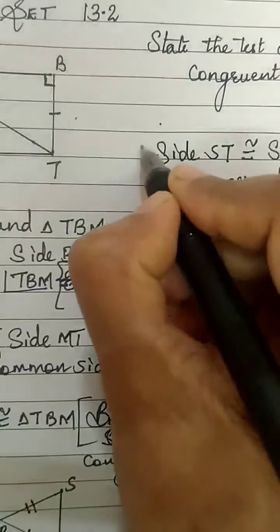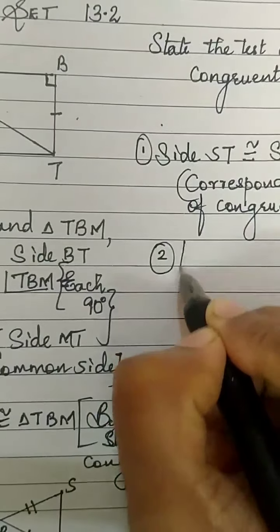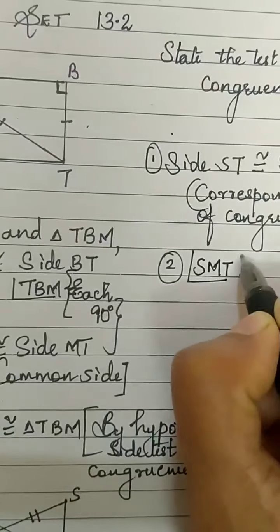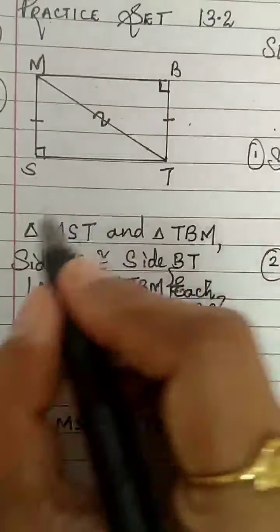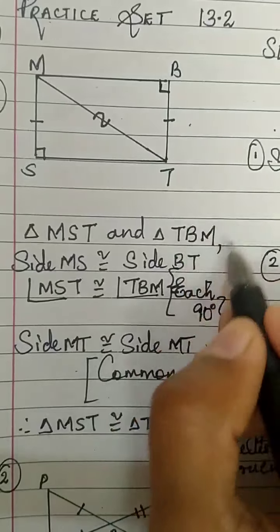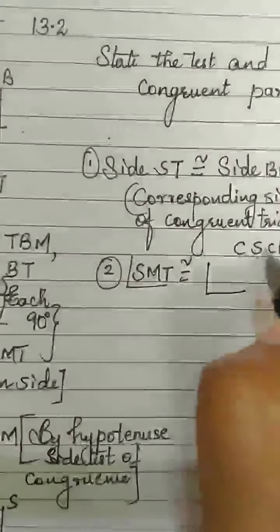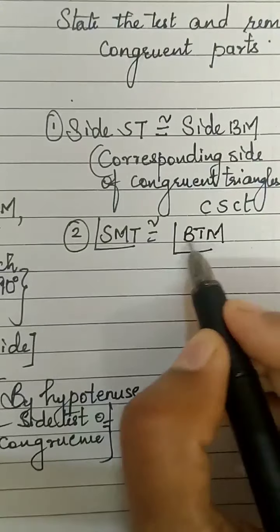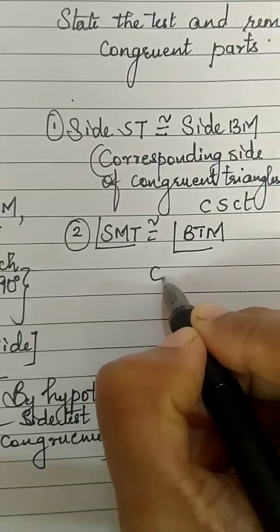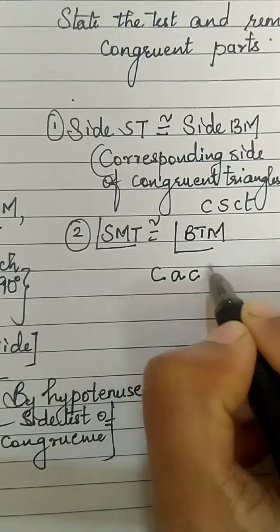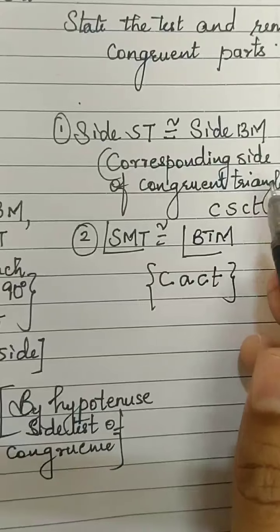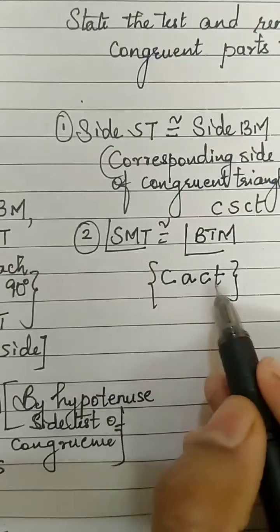So the second angle which is remaining is SMT. Angle SMT is congruent to angle BTM. How you named the first angle, SMT, in the same way you name from the name, that is BTM. No need to look at the figure. Is this a corresponding side? No, this is an angle. So you will write the reason as corresponding angles of congruent triangles, CACT. For corresponding side it is CSCT, for corresponding angle CACT.